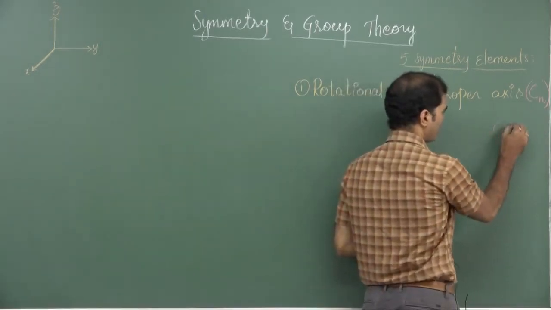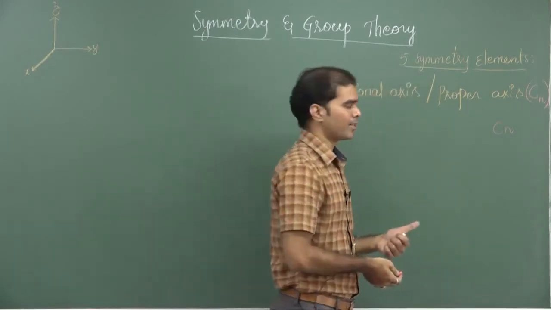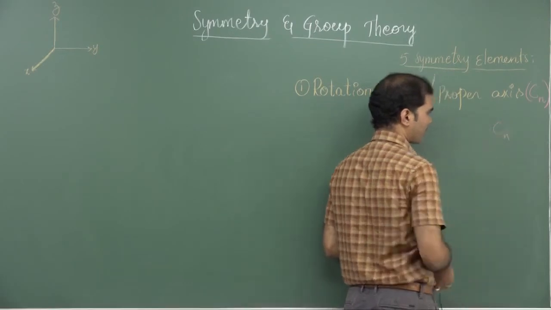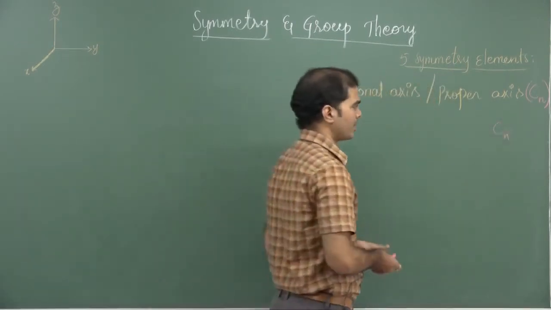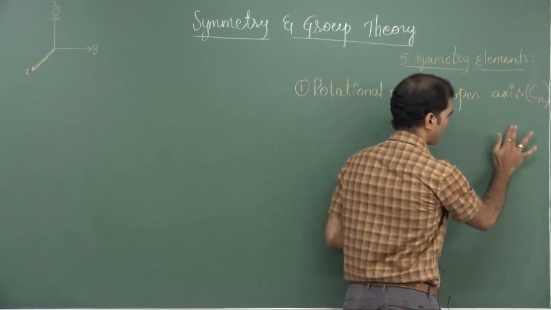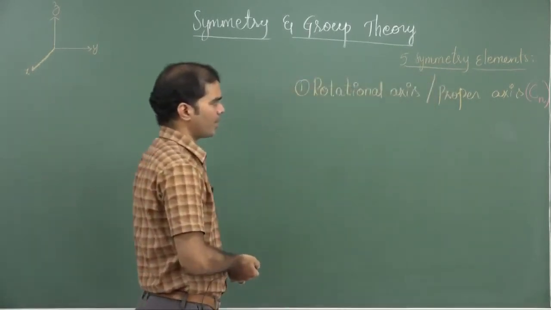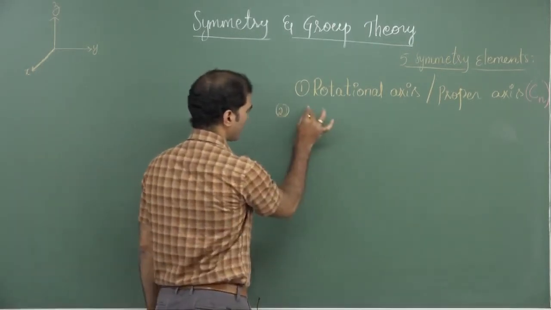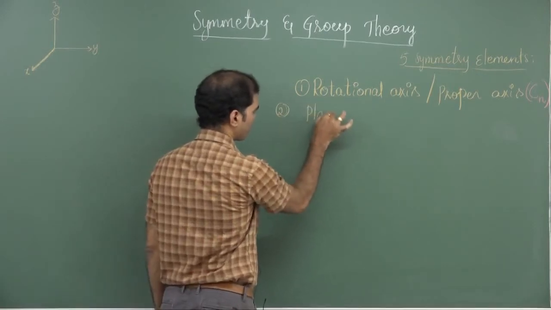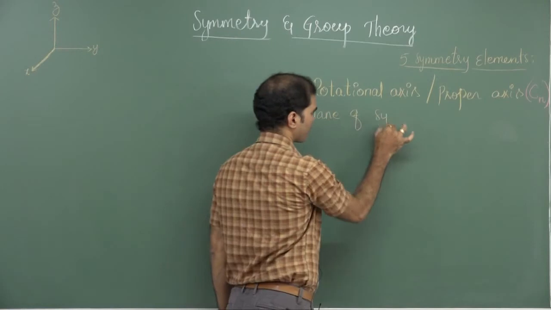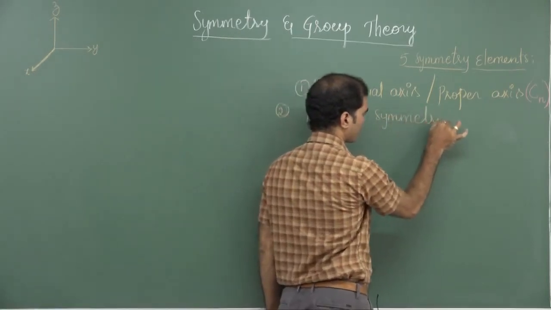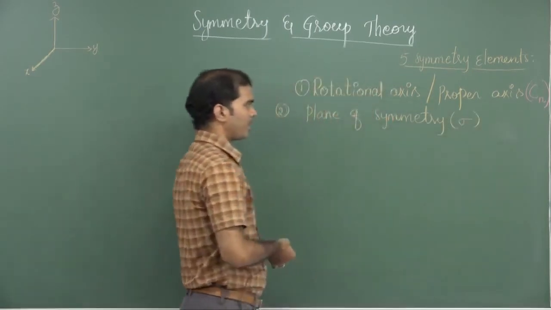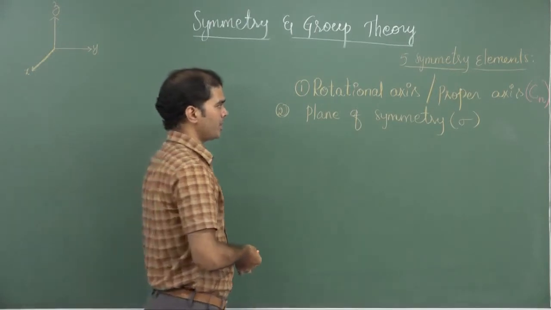Some students put it in another way, but it is not the correct convention. It should be a lowercase n and it should be a subscript. So this is how we define the rotational axis, a simple notation called Schoenflies notation. The second one is the plane of symmetry, or reflection symmetry. Plane of symmetry or reflection symmetry is indicated by sigma.